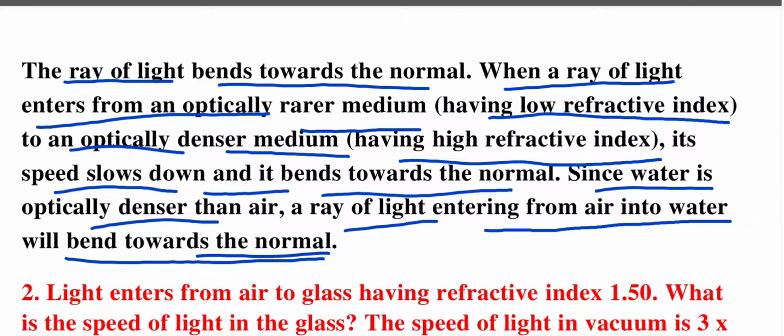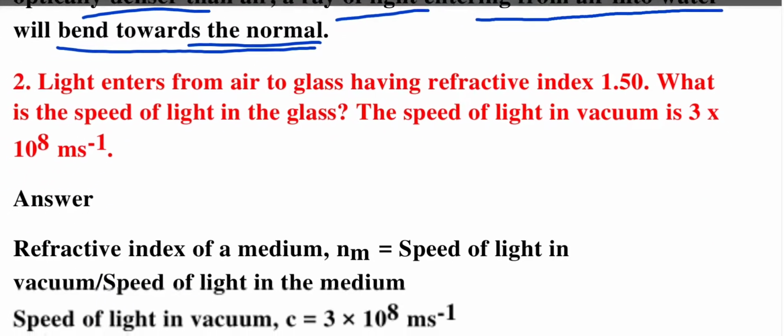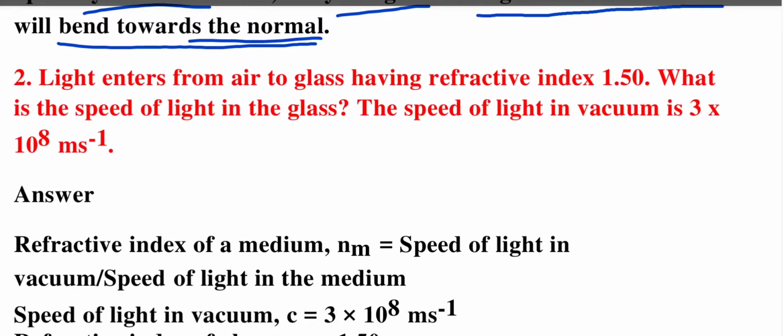So clearly you can write, when a ray of light enters from a rarer medium to a denser medium, the light ray will bend towards the normal because the speed of the light entering from a rarer medium to a denser medium will slow down. So that is the reason the light ray will bend towards the normal. Hope you are clear with this answer. So we will move on to the next one.